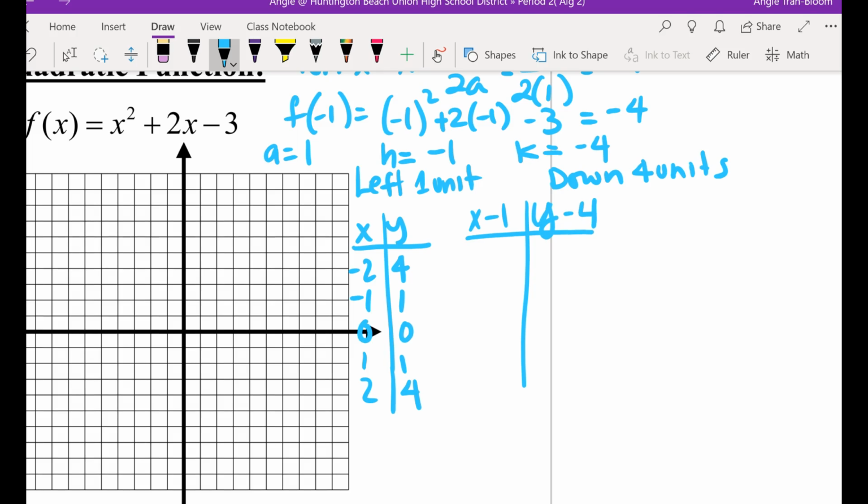All right, let's transform all the X's. Where are they now? These are my parents. I need to put them over here. What are they now? Negative 3, negative 2, negative 1, 0, 1.